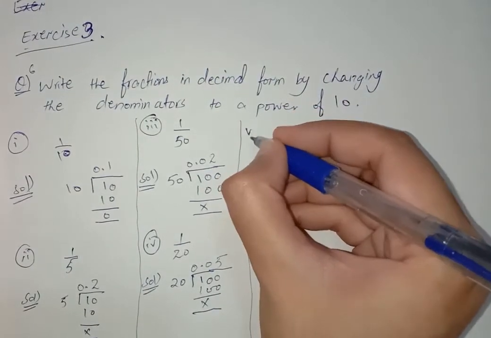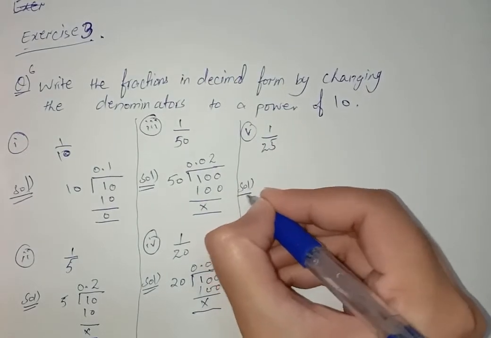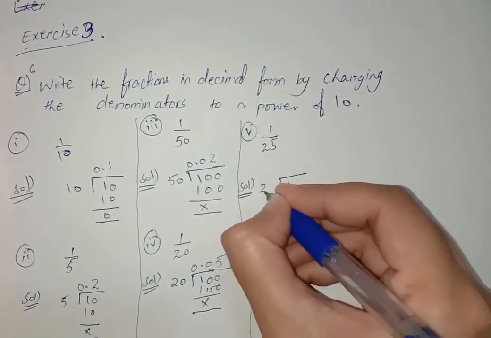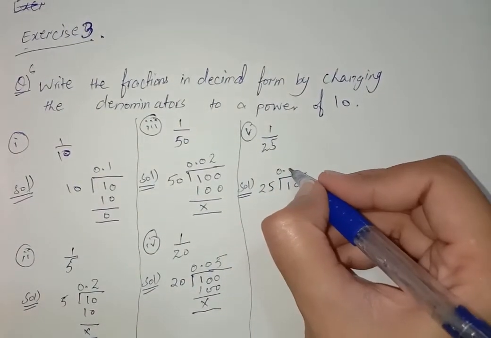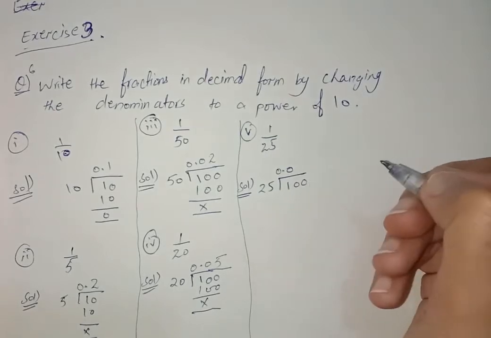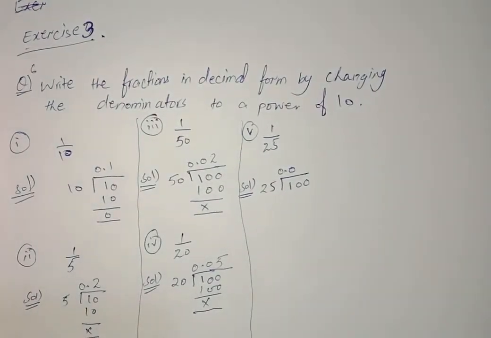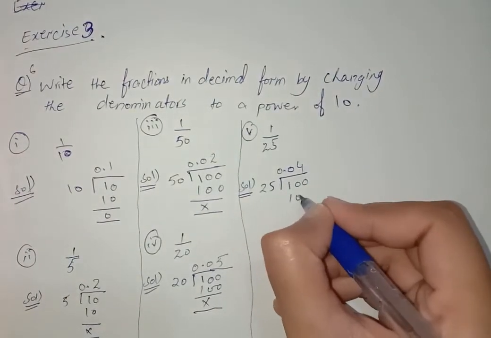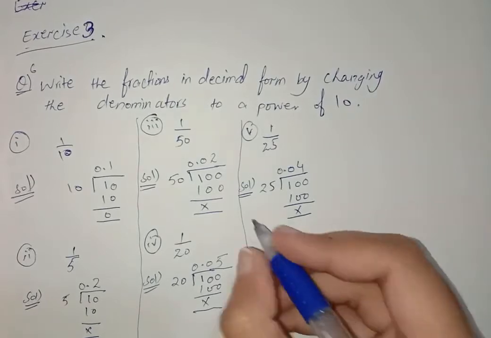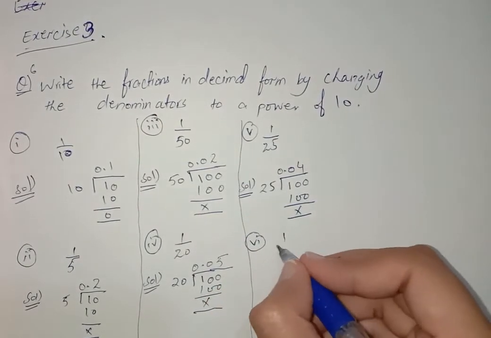Now move towards its part number 5, which is 1 by 25. Solve. 1 comes in a bracket and 25. 0 point, we can place one more 10. 0 and 0. Now we have to check if 100 comes in a table of 25. So if we check it, then 25 4s are 100. Now move towards its part number 6, which is 1 by 40.